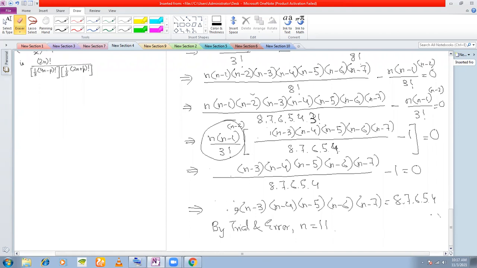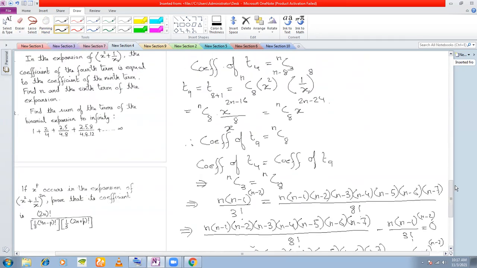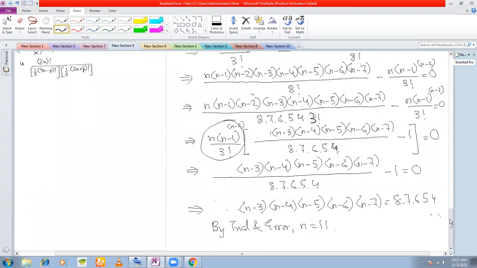This term will go. So you simply have n minus 3, n minus 4, n minus 5, n minus 6, n minus 7. Now you have 5 factors in the left hand side, 5 factors on the right hand side. Now you can put n is equal to 11. You can do by your trial and error, and you can get n is equal to 11. Okay. So what is the question here? If you see, the question here was find n. So we have found n is equal to 11. First part is answered.